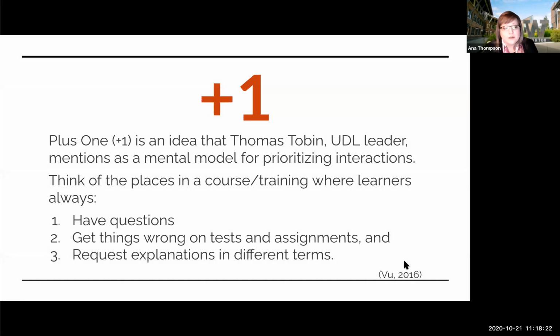I'm not sure if you're familiar with Thomas Tobin. He's a UDL leader, and his most recent book, published a couple of years ago, is Teach Anywhere, Learn Everywhere. And he came up with and shared the idea of +1. And I really like this idea because it's a mental model for prioritizing interactions and helps us think about what is the one place where our learners, where our students have the most trouble, and start there, okay? And add one more way for them to access the content or interact with the content or express their learning. Add one more way.